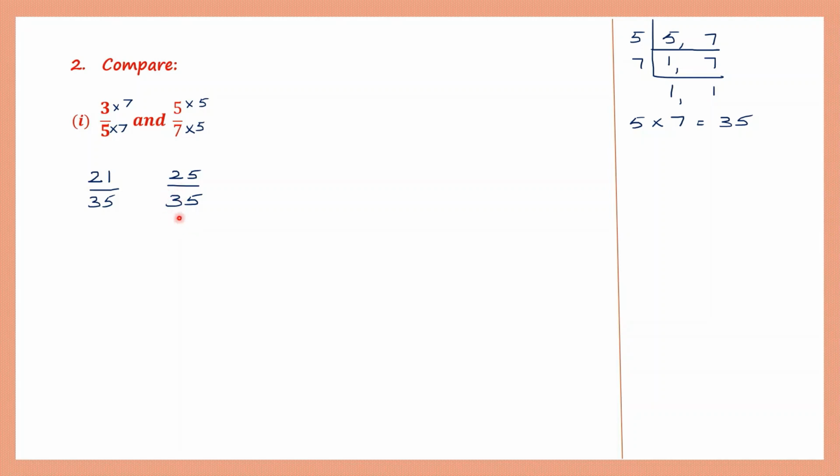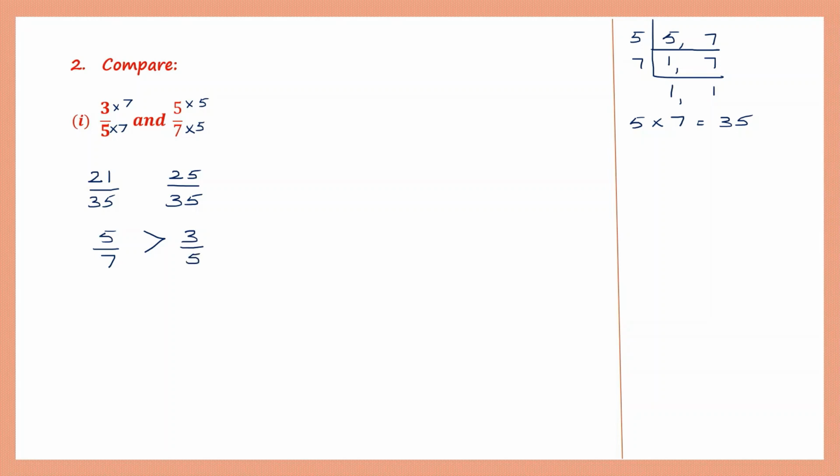So 25 by 35 is the greater fraction because the two numerators are 21 and 25. 25 is the bigger number. So 25 by 35 is the fraction 5 by 7. So 5 by 7 is greater than 3 by 5. So we can write that 5 by 7 is greater than 3 by 5.